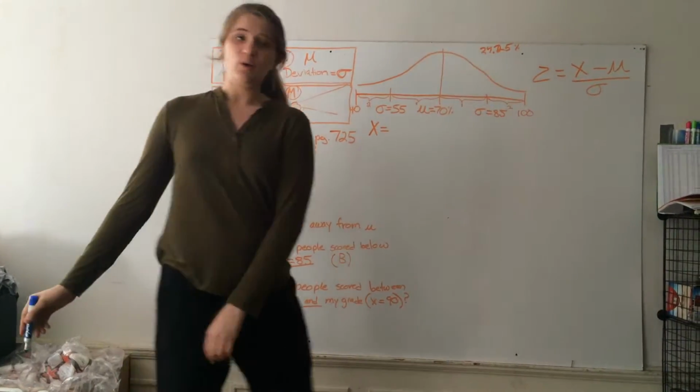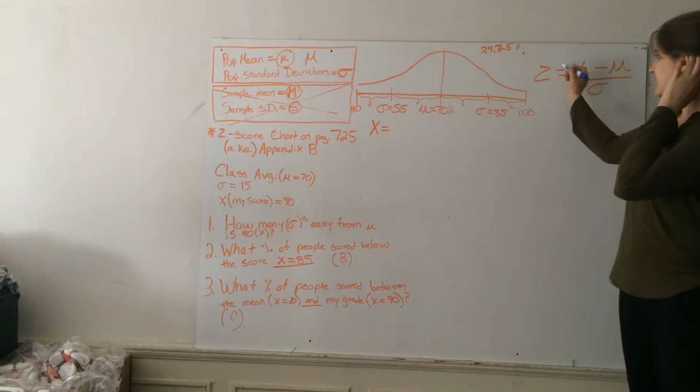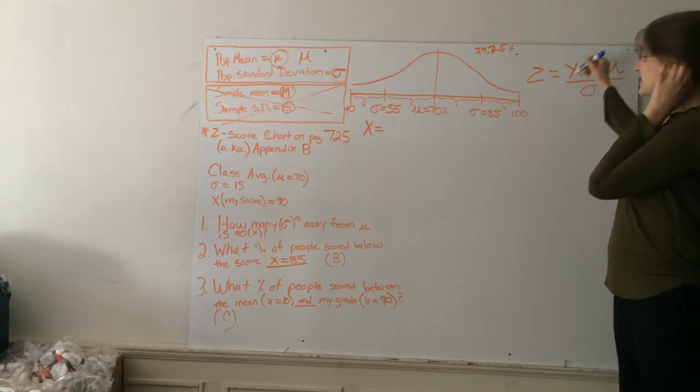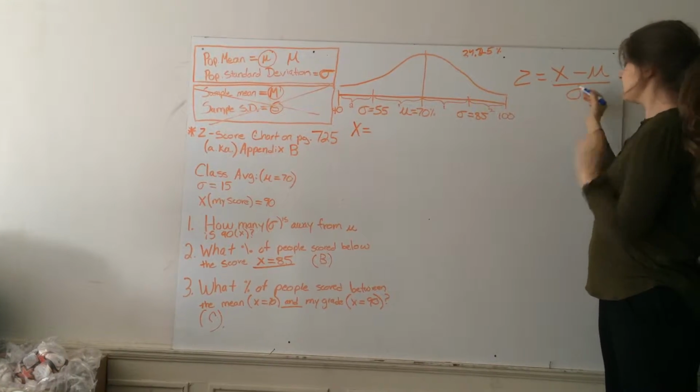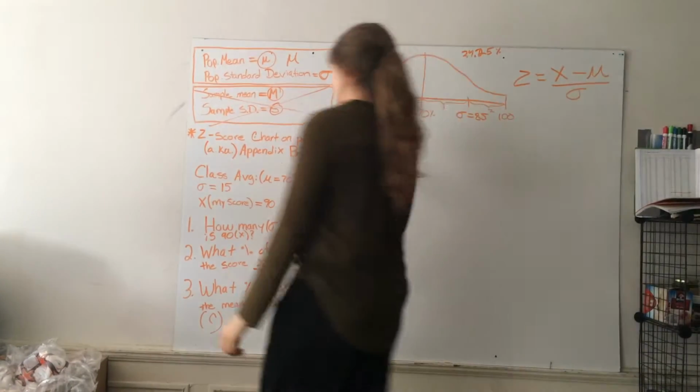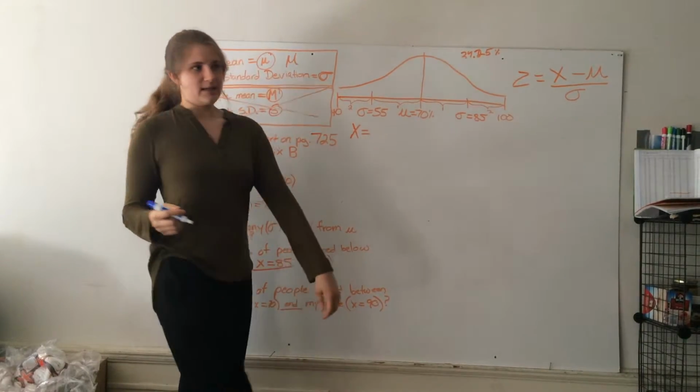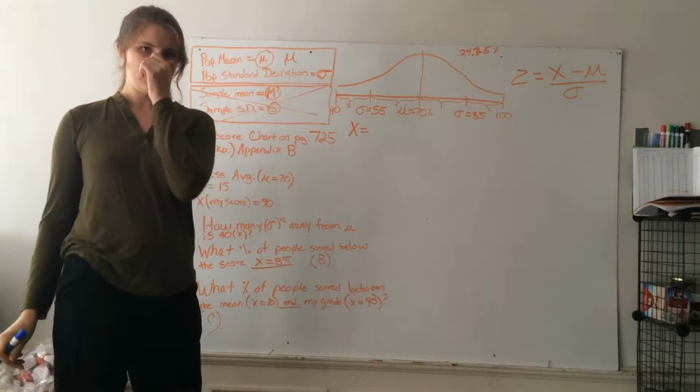To figure that out, there's an equation, and it is z is equal to x, the number that you are looking for specifically, minus mu, which is the mean, over the standard deviation. The example that I'm going to be using is a set of test scores for a final exam.